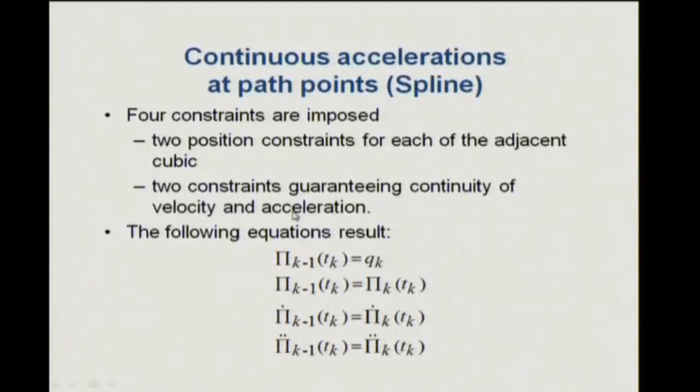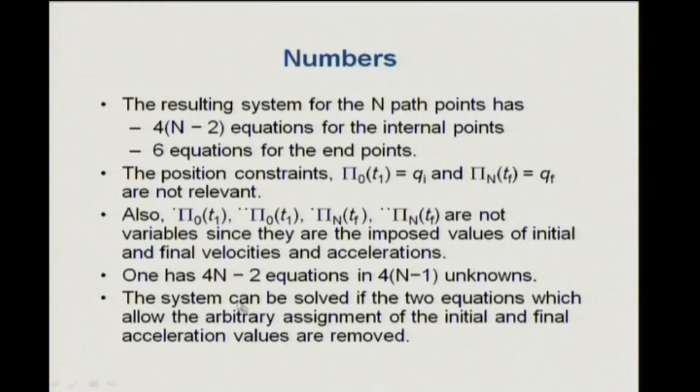Now, when I write a cubic polynomial here, each polynomial will have 4 variables. So, in the end you will end up with 4(n minus 2) equations in 4(n minus 1) unknowns, and you know immediately that you can find solutions, an infinite number of solutions. So, you can theoretically find a minimum norm solution and then you can find 2 null space vectors, but that is not okay. So, one option is that you just remove 2 equations which allow arbitrary assignment of the initial and final acceleration values. So, fine, I will not specify them. So, you remove those 2 equations, then you can solve for this.